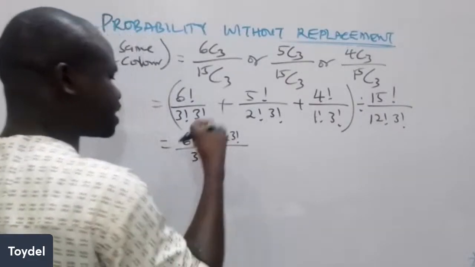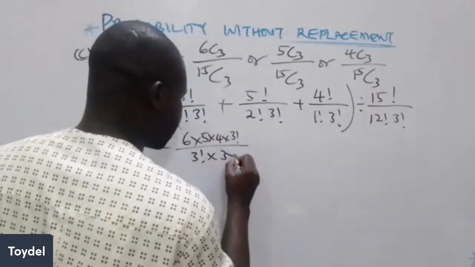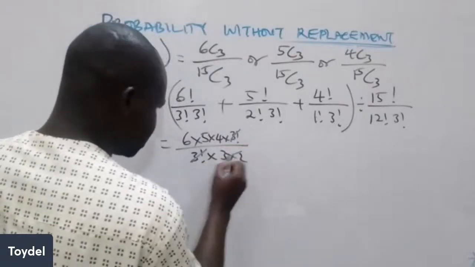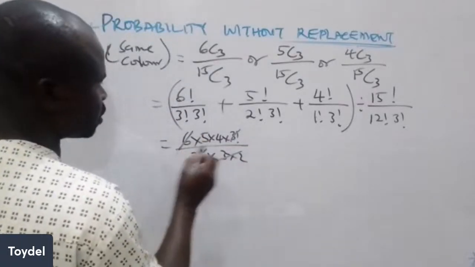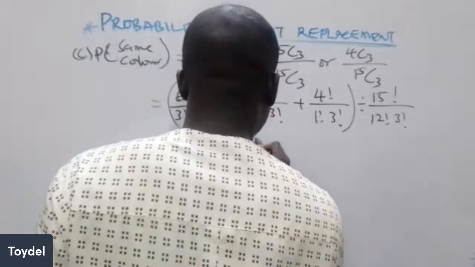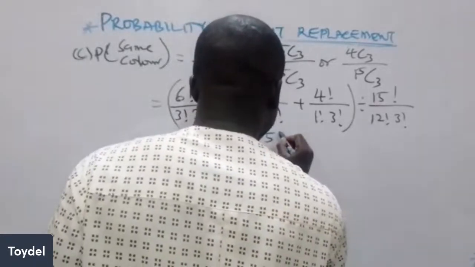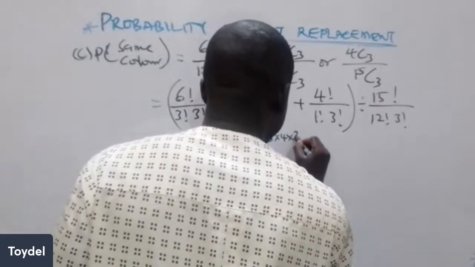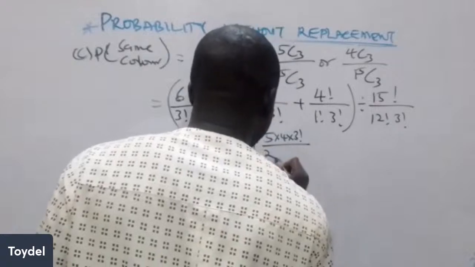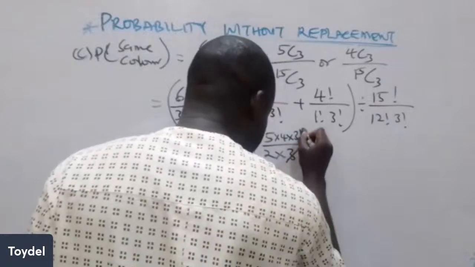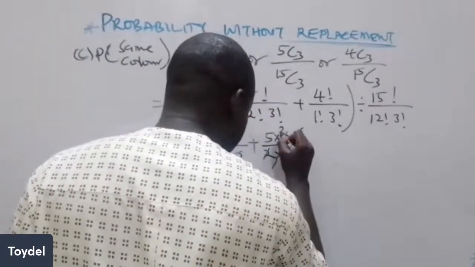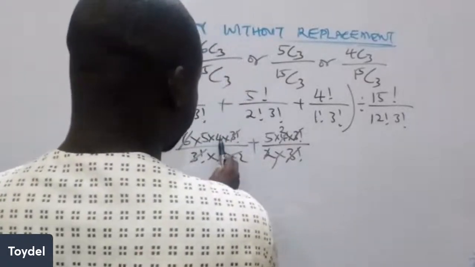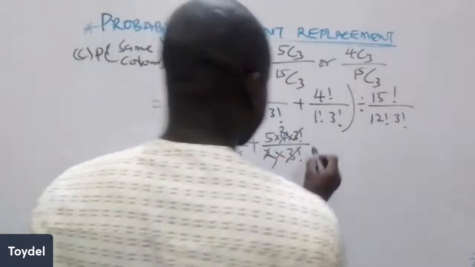Multiplied by 3 factorial, which simply means 3 times 2 until you get to 1. That's 3 times 2. This will cancel this, and this is going to cancel. We cancel this. I will have 5 times 4, plus 5 times 4 times 3 factorial all over 2 multiplied by 3 factorial. This will cancel this. 2 here 1, 2 here 2. So I'm going to have 5 times 4, I have 20 here. I have 5 times 2, I have 10 here.